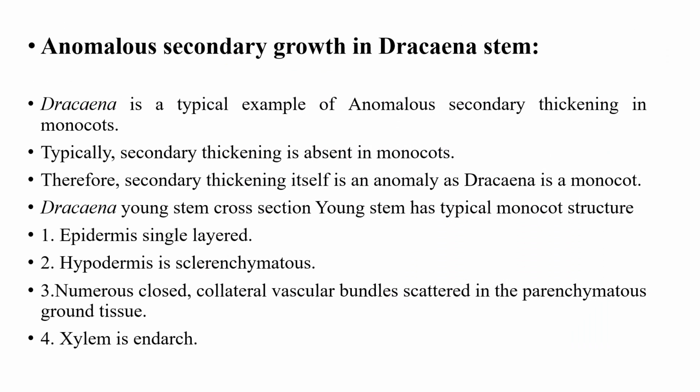Then Dracaena stem, anomalous secondary growth seen in Dracaena. So Dracaena is a monocot. Generally monocots lack secondary growth. So presence of secondary growth in a monocot is itself an anomalous or abnormal thing. So Dracaena is a typical example of anomalous secondary thickening in monocot. Typically, secondary thickening is absent in monocot. Therefore, secondary thickening itself is an anomaly, as Dracaena is a monocot.